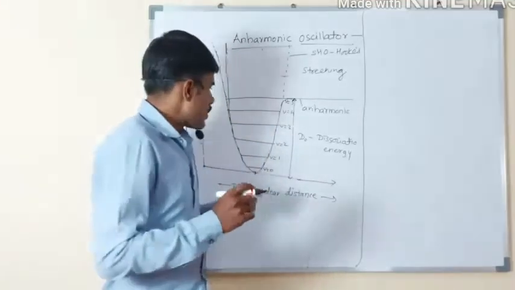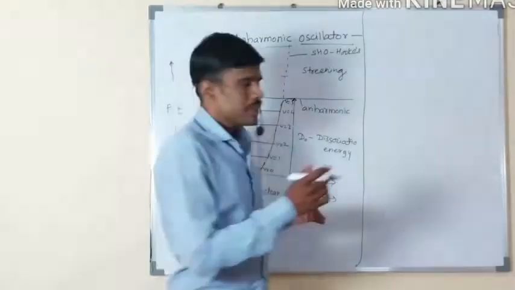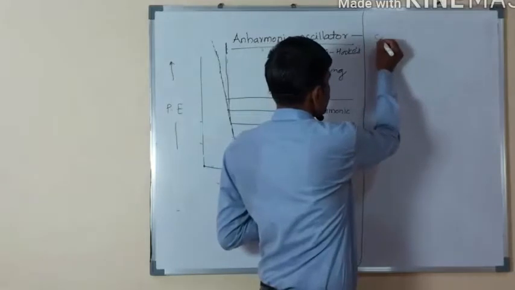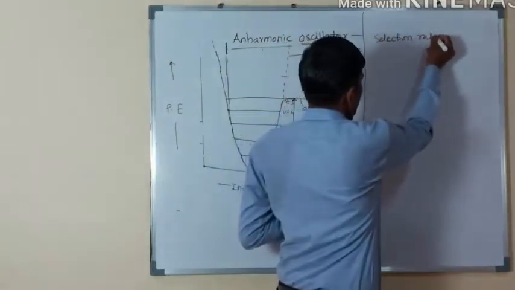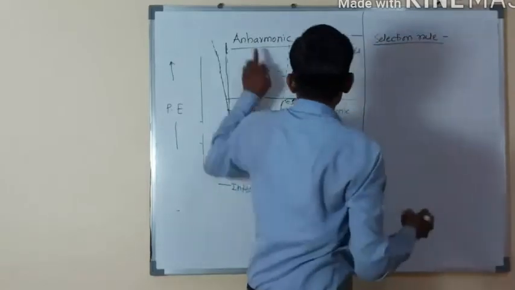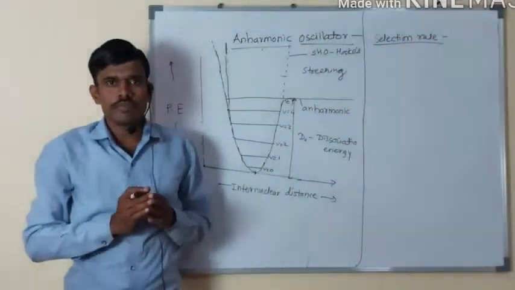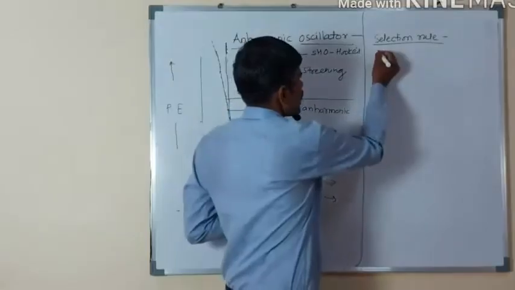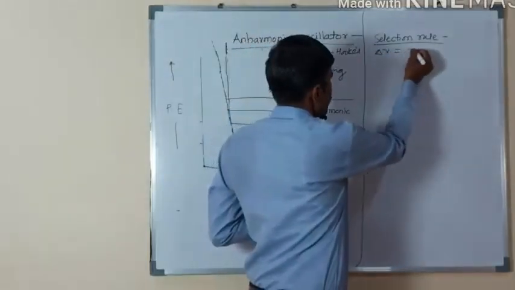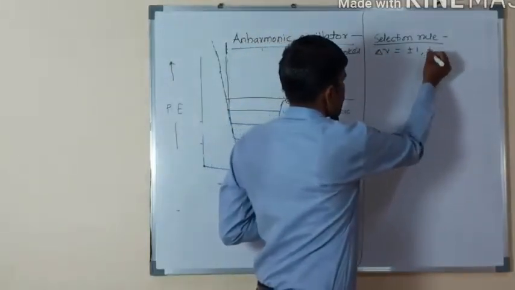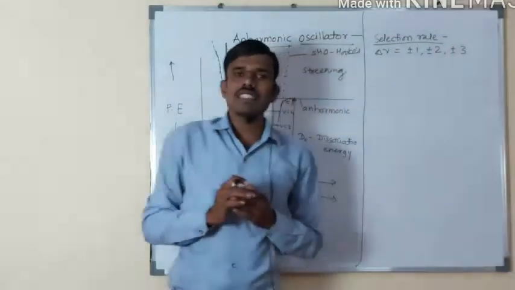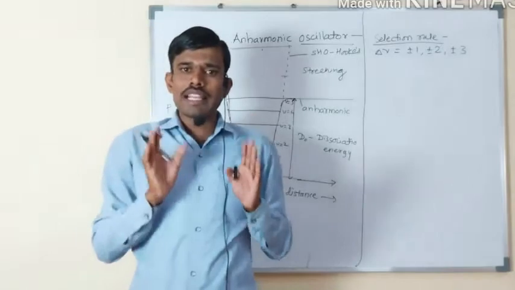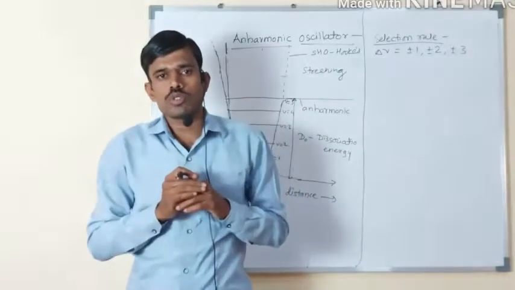These transitions follow the selection rule, and according to the selection rule of the anharmonic oscillator, the transitions Δv equal to ±1, ±2, ±3. All these types of transitions are possible in the case of diatomic molecules.